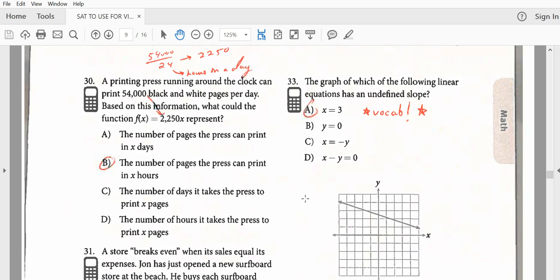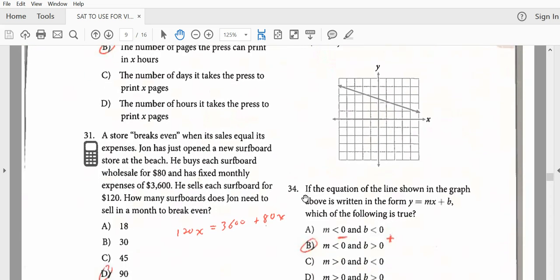Undefined slope, that's vocab, right? So y equals some number is going to be a horizontal line. X equals some number is a vertical line. It's like an asymptote for our advanced algebra units, right? Again, it's a vocab question. You either know it or you don't type thing.